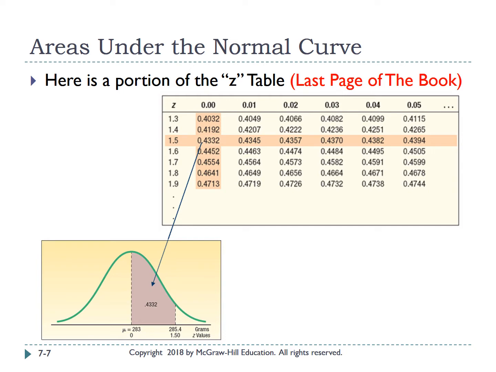First start with the value of Z equal to 1.5. Then move horizontally under 0.00, and you will get the answer, which is 0.4332. Suppose the Z value is 1.52. Start with the value of Z, move down until you reach 1.5, then move horizontally under 0.02. So the Z value of 1.52 has an area of 0.4357.